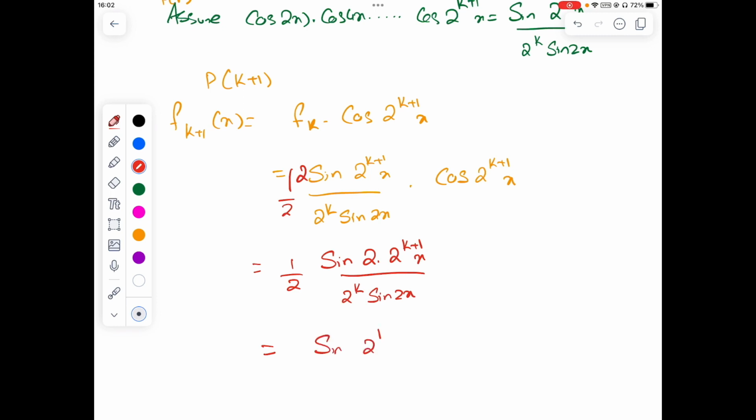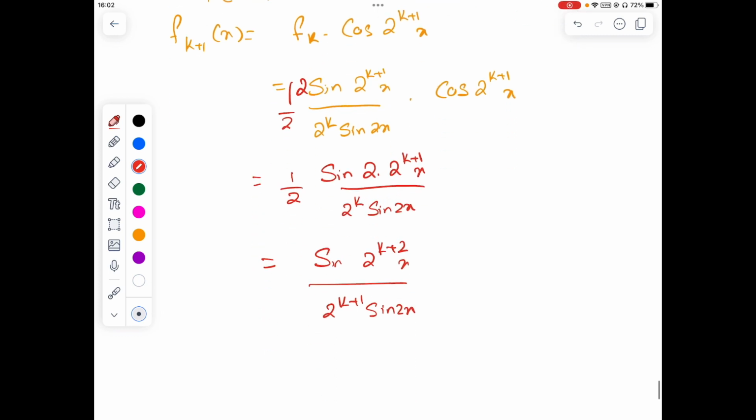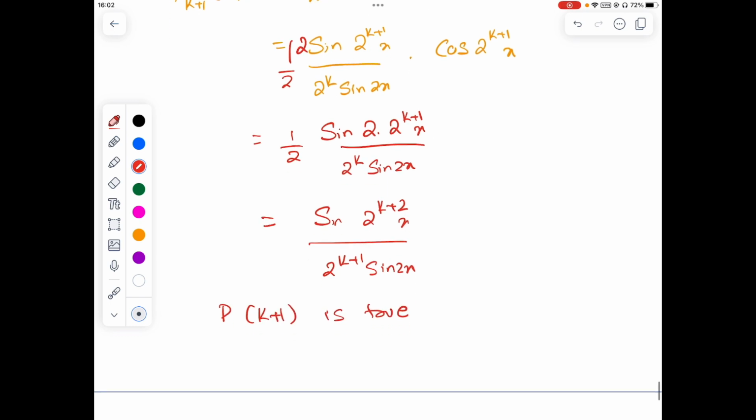Sine of 2 power k plus 2 x divided by 2 power k plus 1 sine 2x. So we can see that it clearly satisfies. So P of k plus 1 is true. If P of k plus 1 is true, so what can we do?